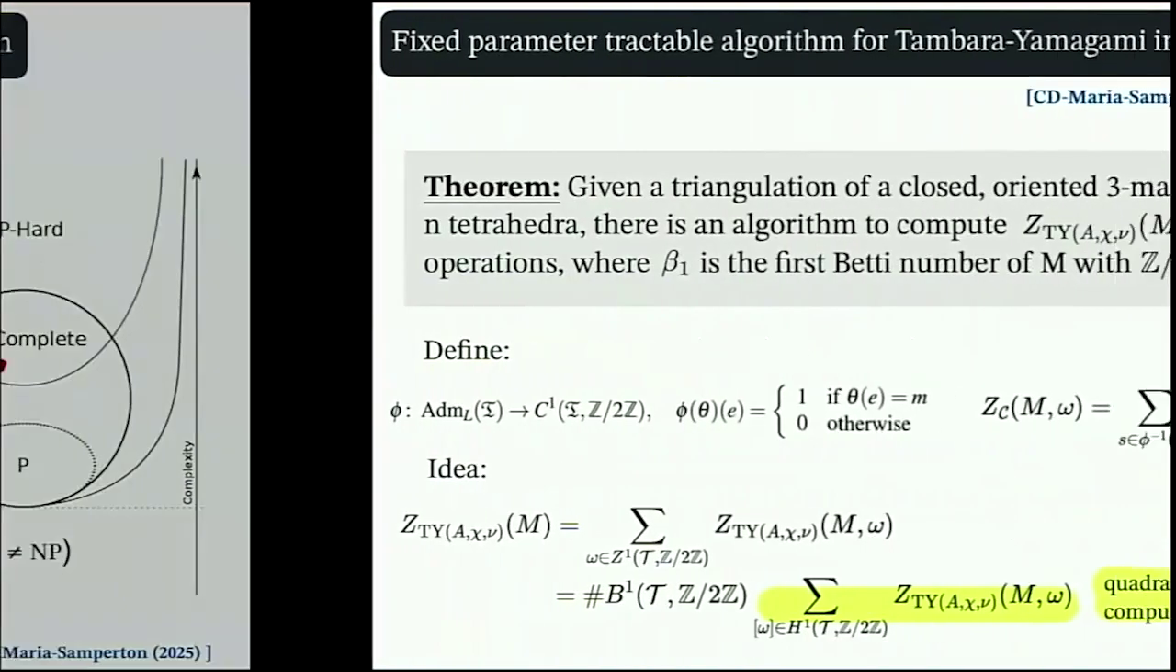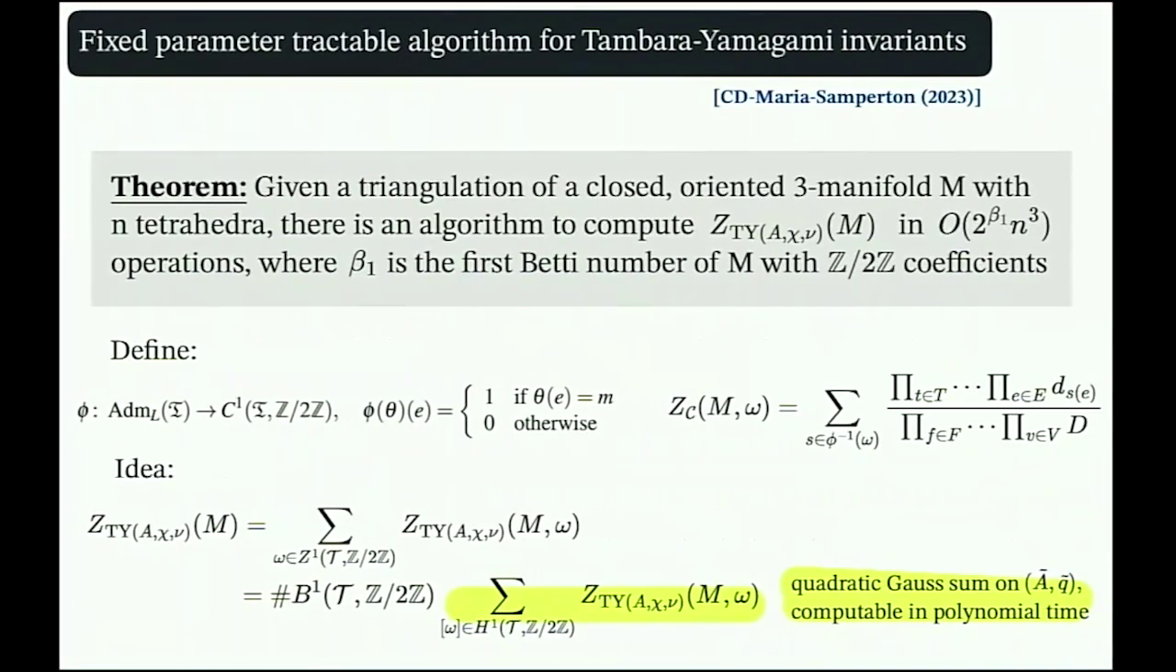Okay, so we were able to say something nice. We came up with what's called a fixed parameter tractable algorithm, following some ideas of Maria and Spreer in some previous work. Basically, we can control the exponentiality of this algorithm. You see this O(2^β1 n^3). That n cubed part is polynomial. There's this 2 to the β1.